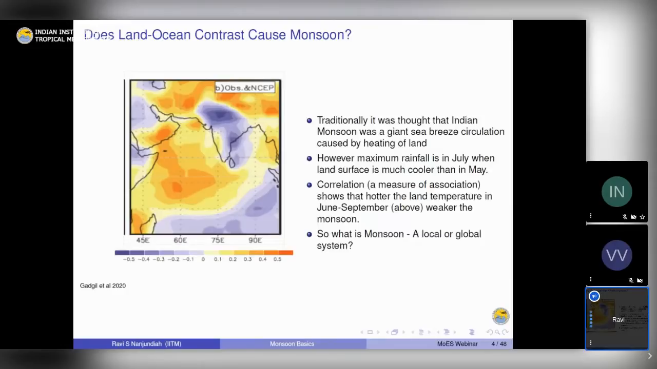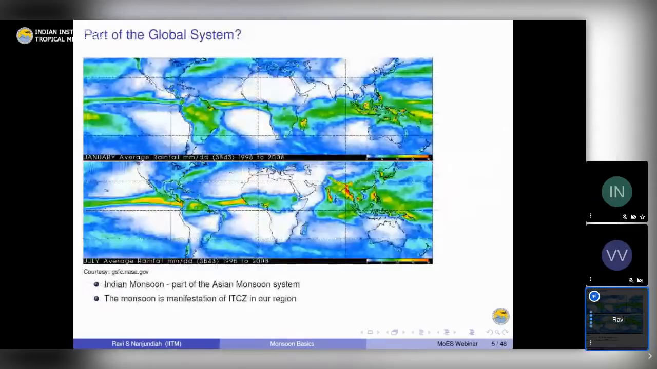So is the monsoon a global or a local system? That's something we need to look at. This is rainfall over the entire world, from a data set called TRMM. The top one is in January and the lower one is from July. You see that there's a continuous band which occurs right across the globe. This is what we also call the ITCZ, and this is for July.